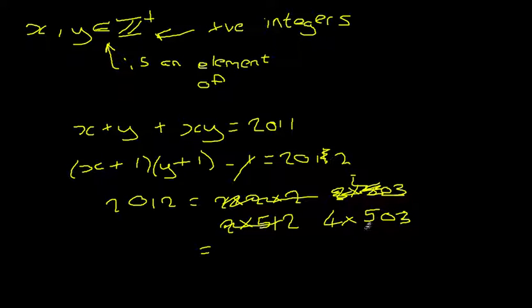Is 503 prime? I think 503 might be prime. To check if a number is prime, it suffices to check up to the square root, right? Let's say we take 400, then the square root of 400 is 20. And for any number higher than 20, the number you would pair it with for the product to be 400 has to be less than 20, if one of them is greater than 20, right?